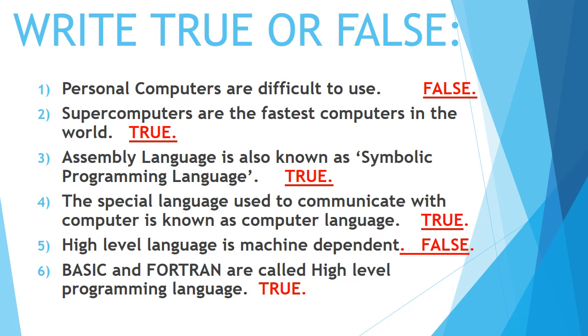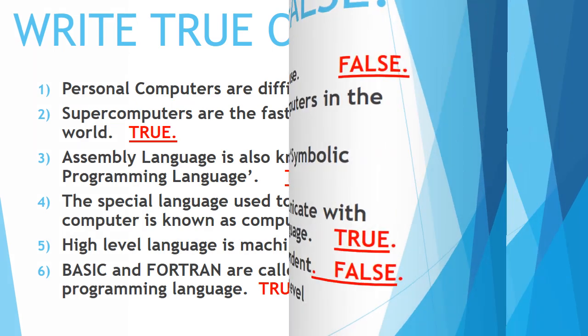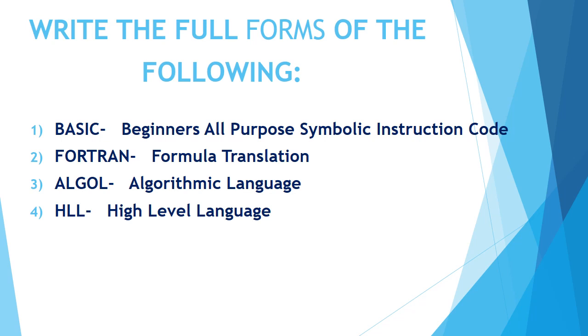The special language used to communicate with computer is known as computer language. It is also true, because what is computer language? It is the special type of language which we can use to communicate with computer. High level language is machine dependent? No, this is false. High level language is machine independent. BASIC and Fortran are called high level programming languages. Yes, these two are high level programming languages. So it is true. Now we will discuss some full forms.